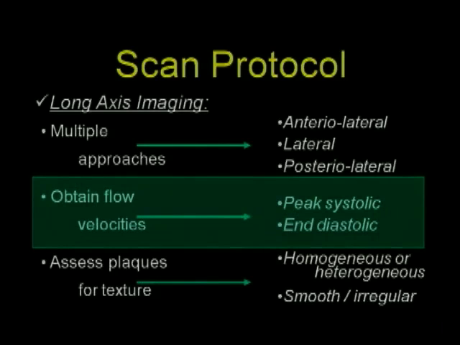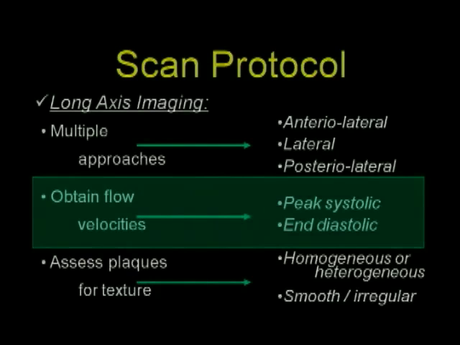Most of the carotid artery examination is performed in the long axis with the use of multiple approaches. The posterior lateral approach is often the best approach for evaluating and imaging the internal carotid artery. However, keep in mind that your acquisition of blood flow velocities should always be performed with the transducer sagittal to the long axis of the vessel. The measurements that we're interested in, of course, are the peak systolic as well as the end diastolic velocities.